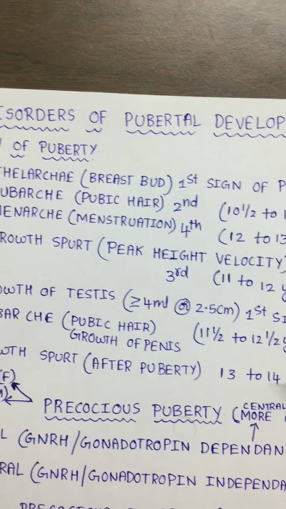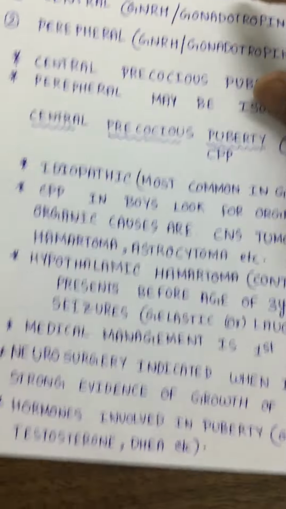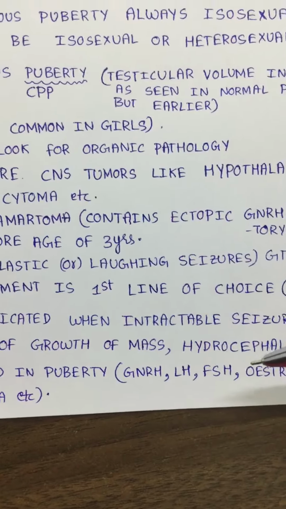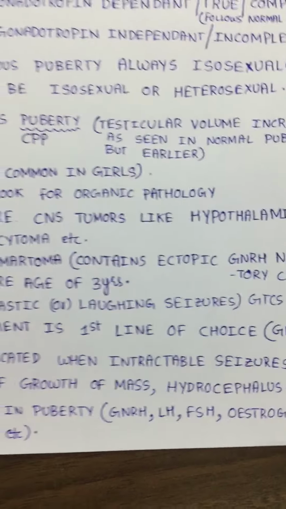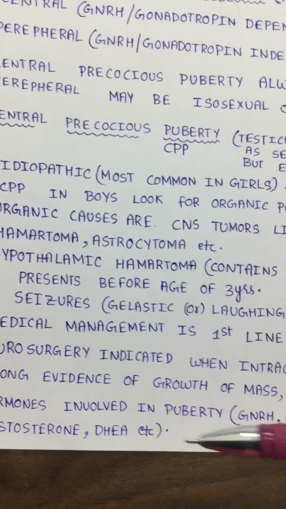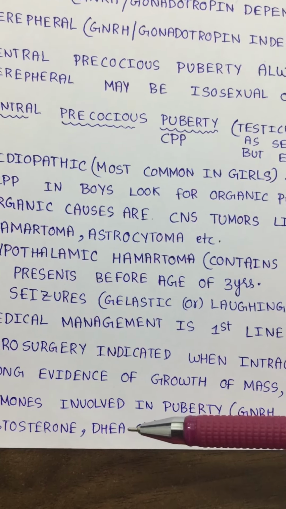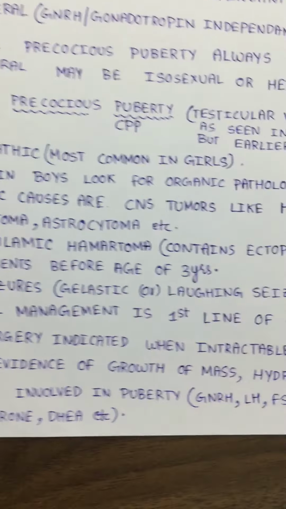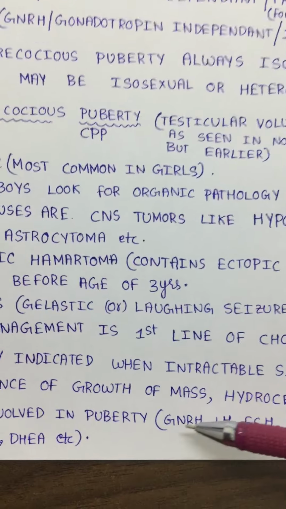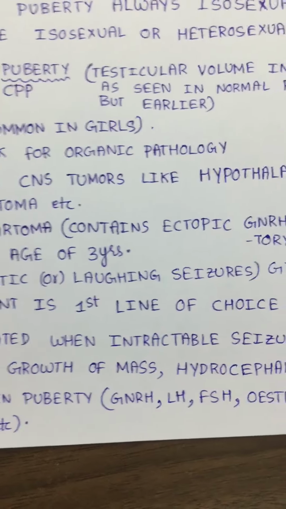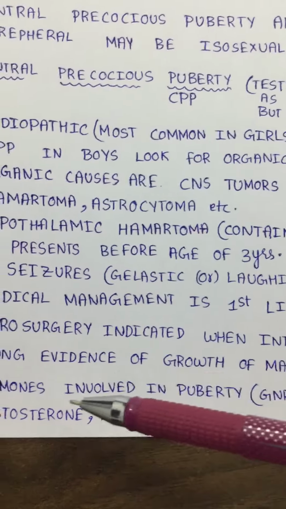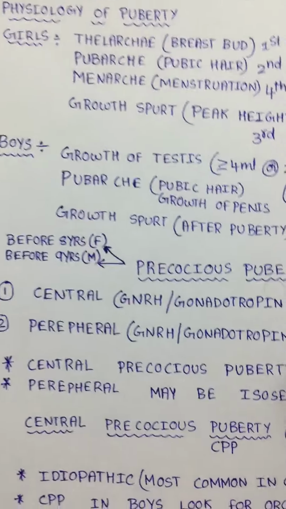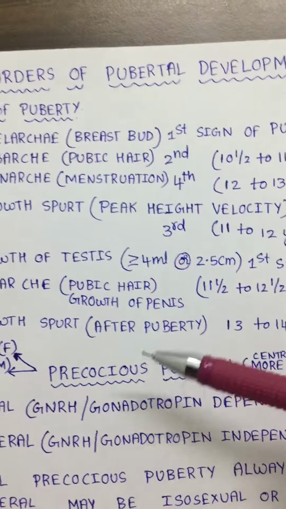The hormones involved in puberty are GnRH, LH, FSH, estrogen, testosterone, and DHEA. DHEA is dehydroepiandrosterone. It is produced from the adrenals. If these hormones, like GnRH, LH, FSH, estrogen, testosterone or DHEA, are in excess with their overactivity, it leads to a disorder of puberty called precocious puberty.